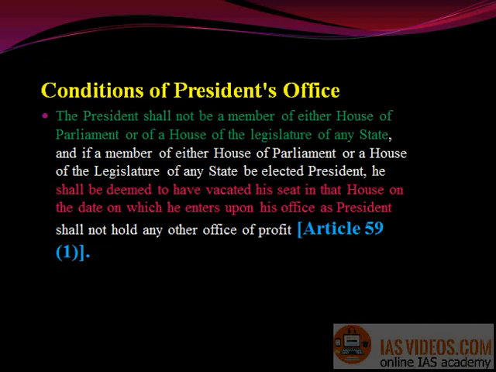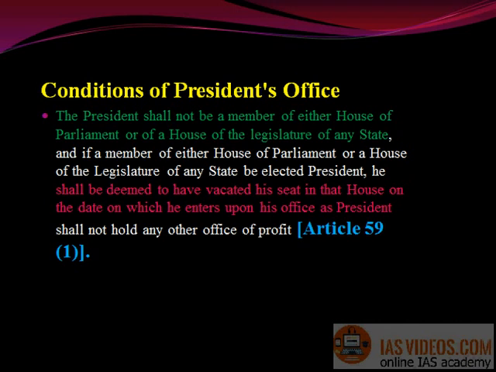Conditions of President's office. The President shall not be a member of either House of Parliament or of a House of the Legislature of any state. And if a member of either House of Parliament or a House of the Legislature of any state be elected President, he shall be deemed to have vacated his seat in that House on the date on which he enters upon his office as President, and shall not hold any other office of profit.